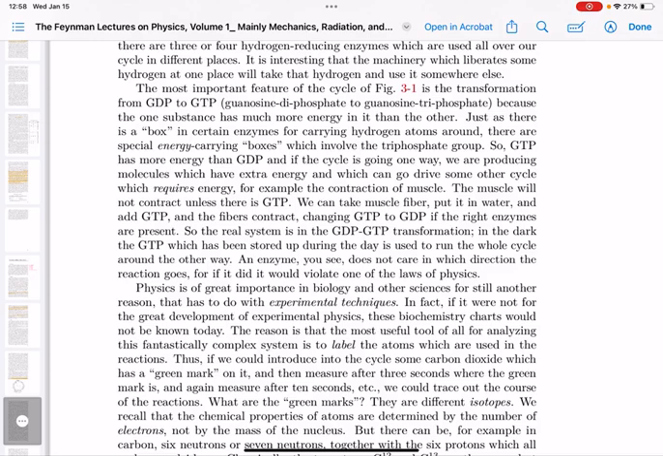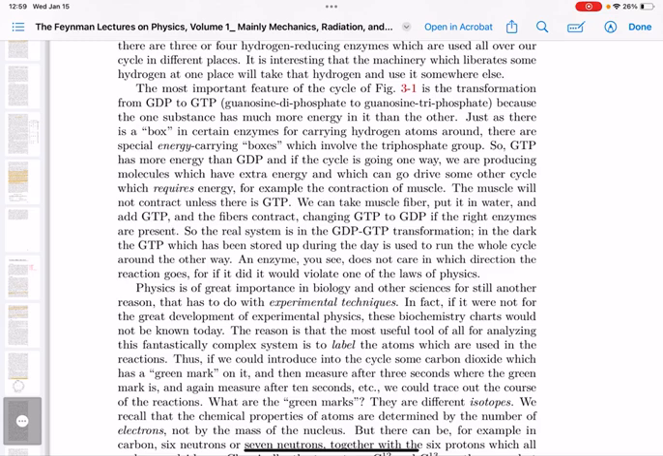Guanosine triphosphate, guanosine diphosphate. Guanosine triphosphate. Because the one substance has much more energy in it than the other. Just as there is a box in certain enzymes for carrying hydrogen atoms around, there are special energy carrying boxes which involve the triphosphate group. So GTP has more energy than GDP, and if the cycle is going one way, we are producing molecules which have extra energy and which can go drive some other cycle which requires energy.